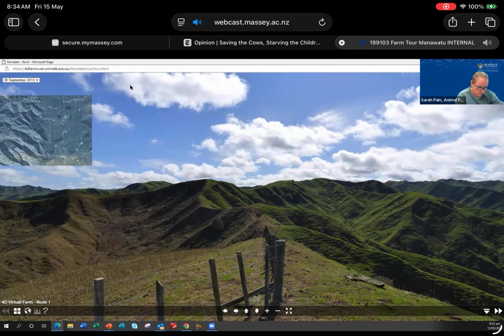So what that means is that pasture quality on steep, very steep hillsides tends to be lower than it is on flat land, which is one of the reasons why dairy's down the bottom and sheep are up in the hills.